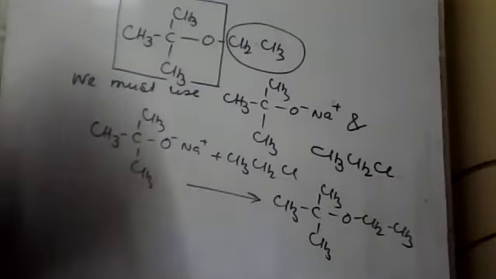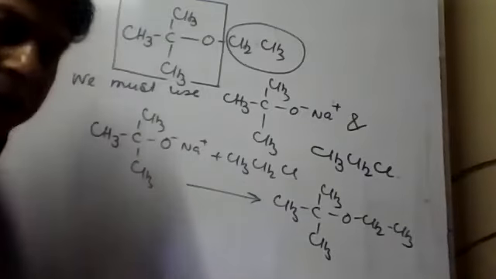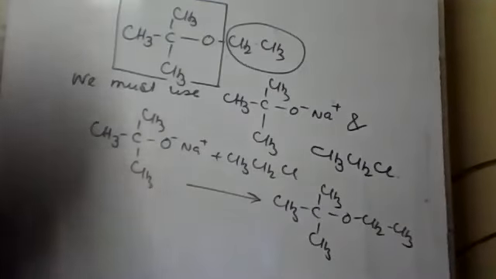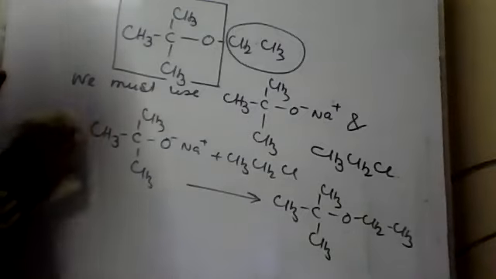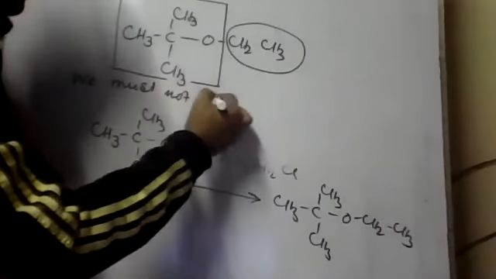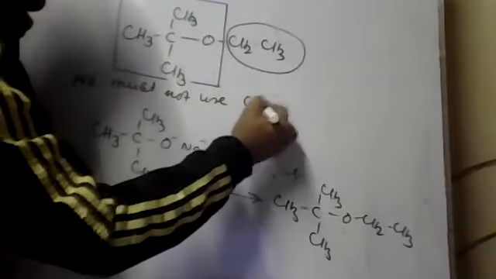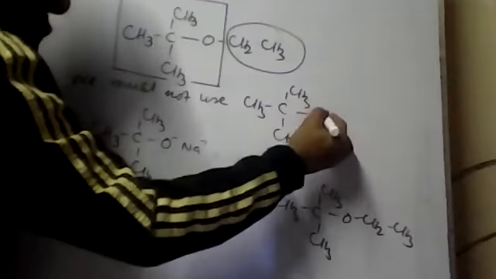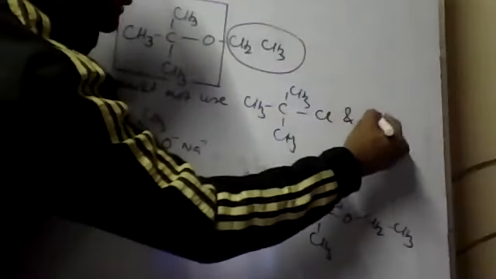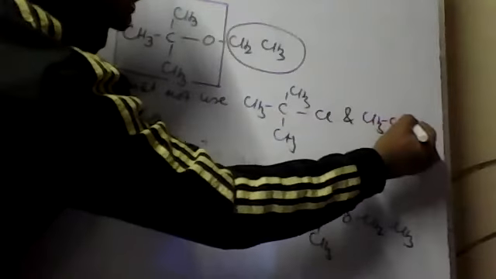Written now? Have you written? To prepare tertiary butyl ethyl ether, we must use this. We must not use tertiary butyl chloride, that is 2-chloro-2-methylpropane, and sodium or potassium ethoxide.